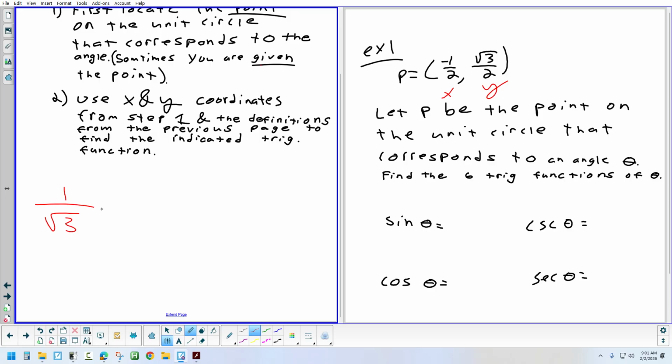Does anybody remember what you can multiply by to fix having the square root in the bottom of a fraction? It's got to be the same thing in the top and in the bottom. Yeah? The square root of the same thing. So what would it be in this one? Square root of 3. Yep. So it's got to be the same thing in the top and in the bottom, and then you multiply straight across. 1 times the square root of 3, and the square root of 3 times the square root of 3, that's the square root of 9, which is how much? 3. Yep.